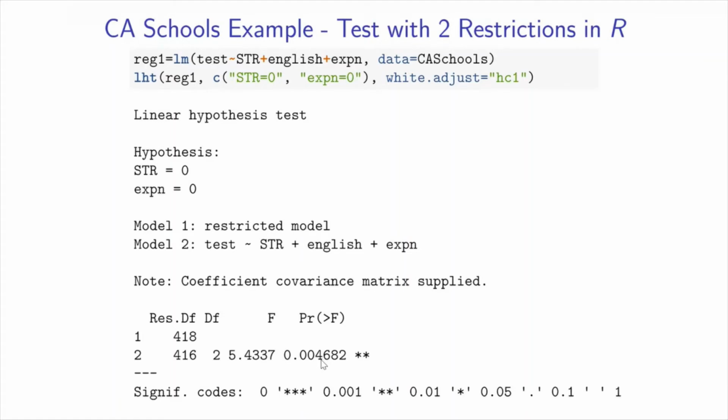Therefore, the result of this F-test suggests that at least one of the unrestricted models given in the alternative hypothesis is better than the restricted model, but we have no way to tell which one. That's the limit of the F-test.